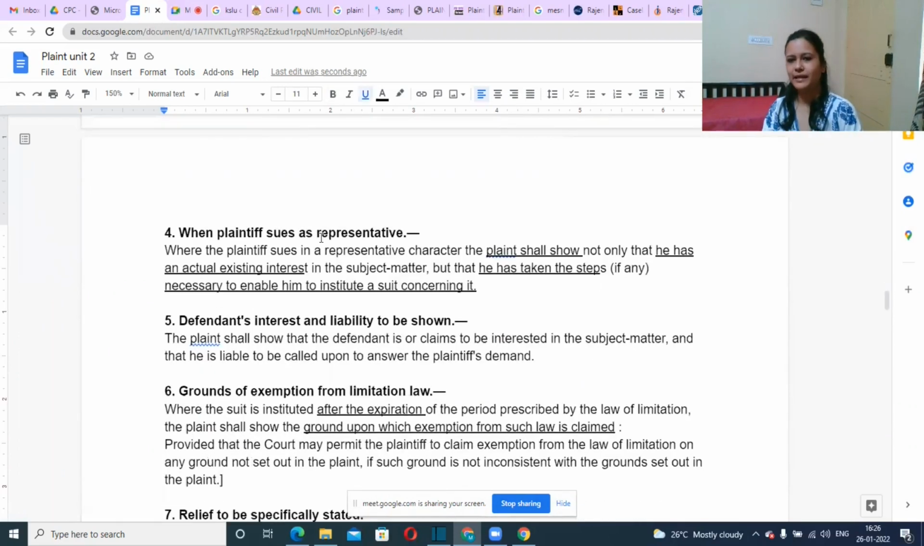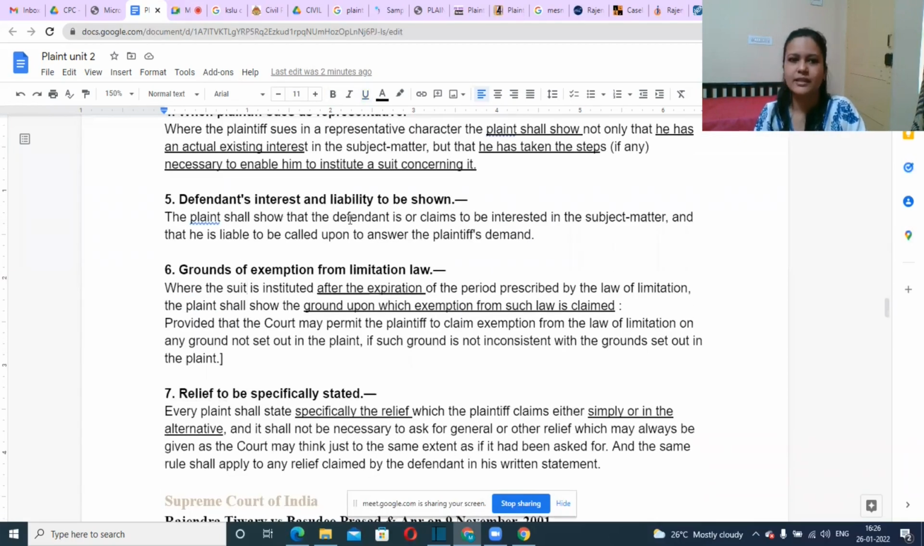So if the plaintiff is representing as a representative, proceeding with the case, in such a case he needs to show that he has some interest in the property, plus he has taken all the necessary steps. Lawfully, he is the right person to be representing the original person on whose behalf he is proceeding with the case. That has to be shown as well.